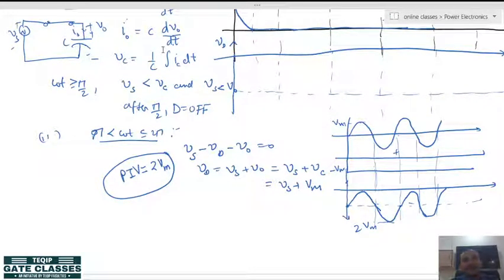In my next lecture we will cover single phase half wave controlled rectifiers, means with SCRs. Why am I taking directly the single phase half wave controlled rectifier? Because we have just studied single phase half wave uncontrolled rectifiers, so it will be easier to understand by analogy with the single phase half wave uncontrolled rectifier.